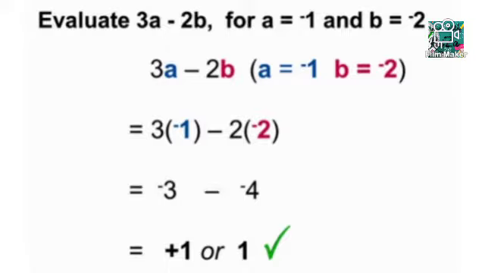Because here we get plus 4 and minus 3. When we compare them, the highest value is plus 4. So the priority is given to the sign of the highest value. Therefore it's a positive answer.